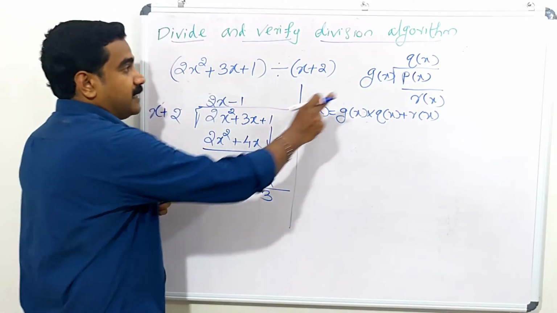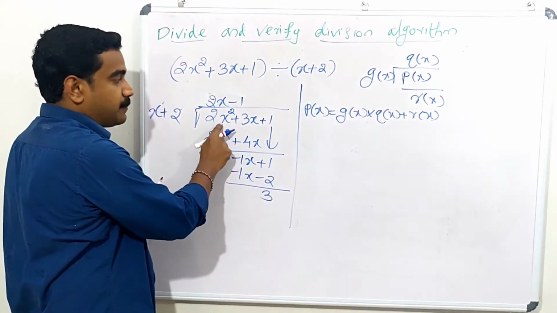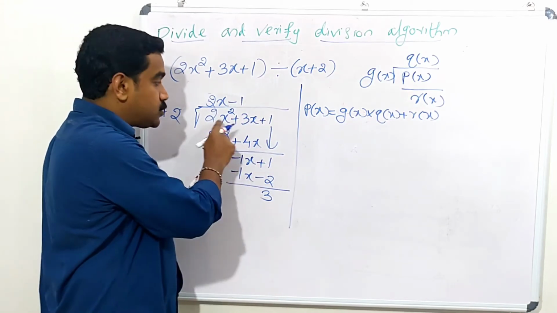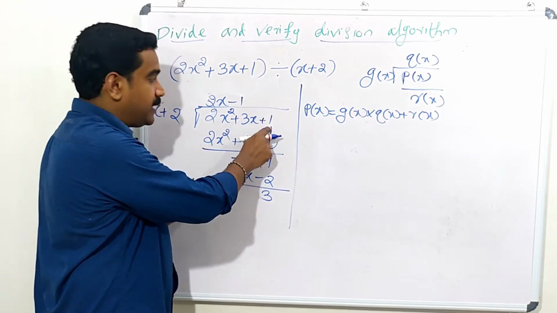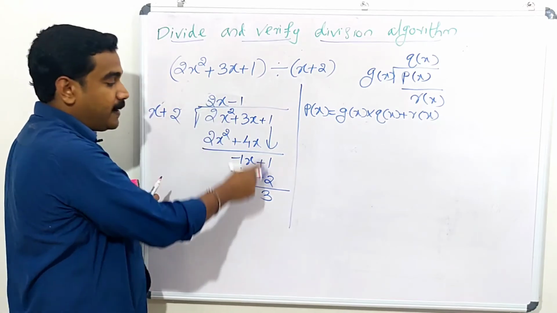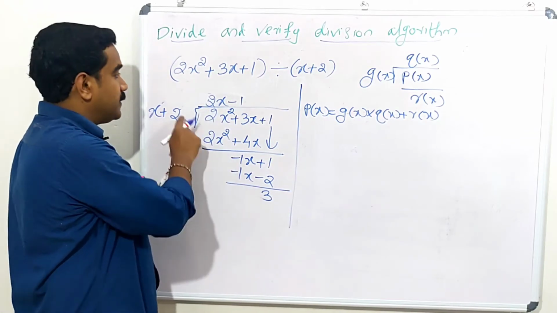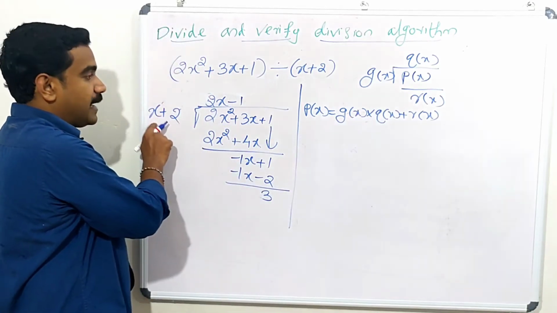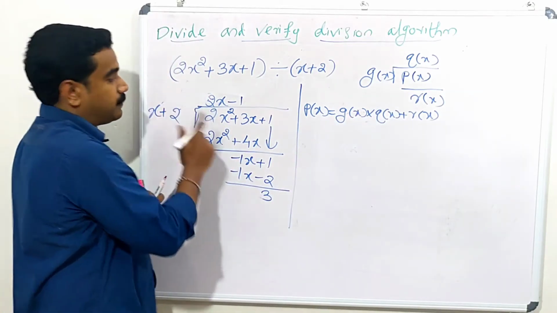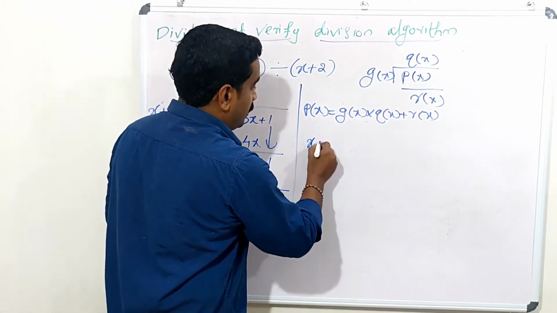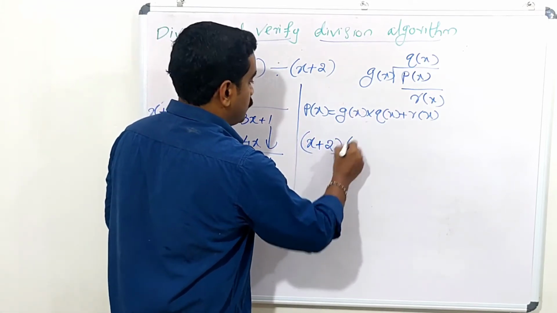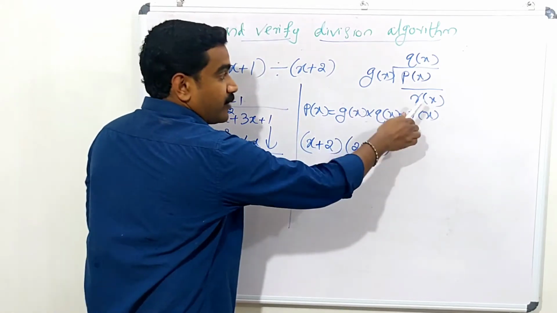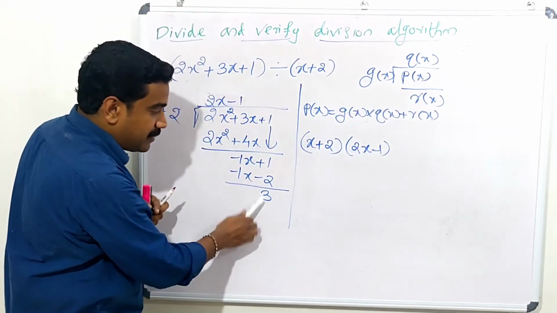Okay, so what is the dividend here? Dividend is p of x. What is the p of x? 2x square plus 3x plus 1. We want to prove that this 2x square plus 3x plus 1 is the product of these two polynomials plus the remainder. Then first we want to check g of x into q of x. What is g of x here? X plus 2. Then here 2x minus 1. So first we want to check what is x plus 2 into 2x minus 1. Then we want to add r of x. R of x is the remainder.